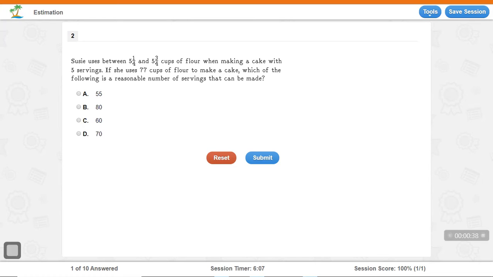What I want to tell you straight off the bat is this. Don't actually estimate when doing the estimation problems. Get out your calculator, get the exact answer, and go from there.